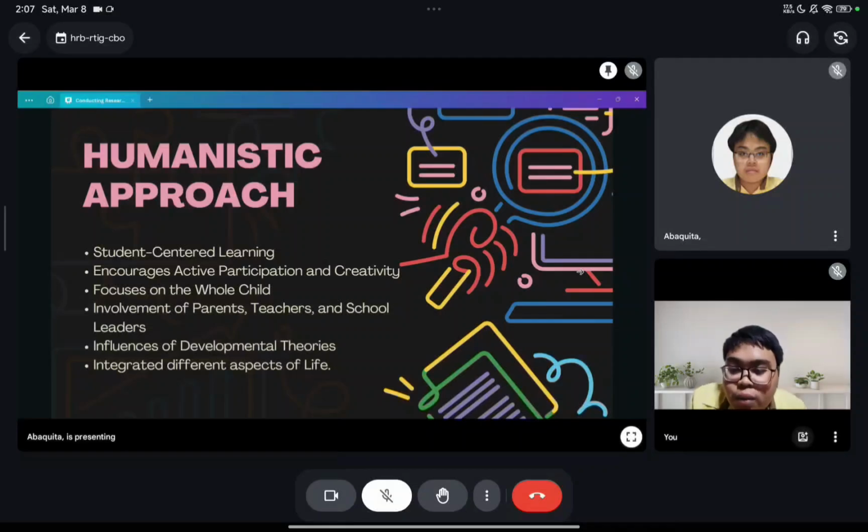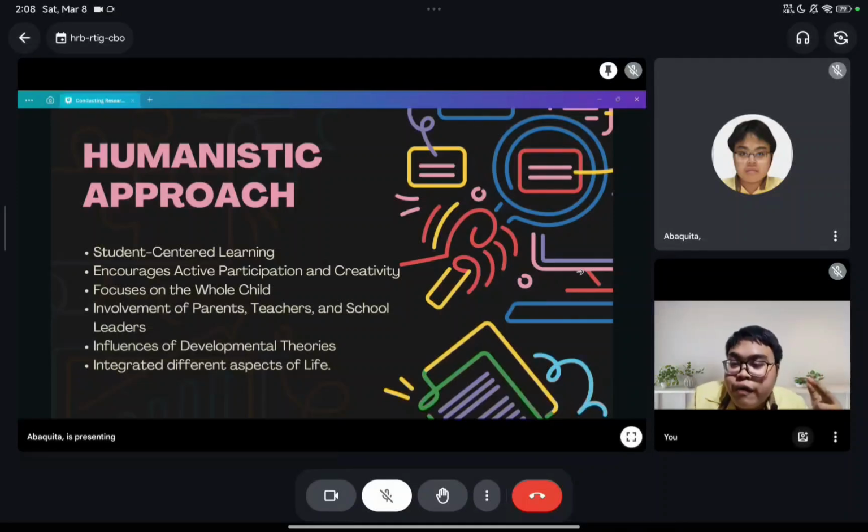Fourth is the involvement of parents, teachers, and school leaders. Education is seen as a shared responsibility among parents, teachers, and school leaders. And the students have a voice in shaping their education, and their opinions are really valued in the decision making. That is what the involvement of parents, teachers, and school leaders is all about.